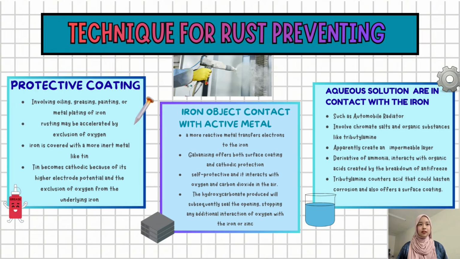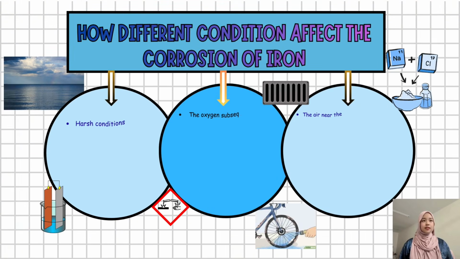The final method involves aqueous solutions that are in contact with iron, such as those used in automobile radiators. The solutions contain chromate salts and organic compounds like tributylamine. They form a protective, impermeable layer. Tributylamine, which is derived from ammonia, reacts with organic acids from antifreeze decomposition, reducing acid catalyzed corrosion while also acting as a surface coating.